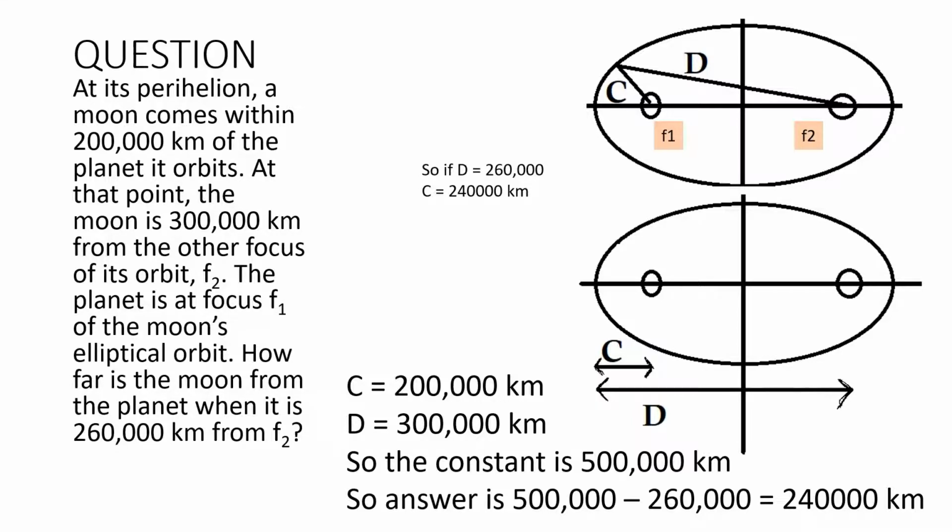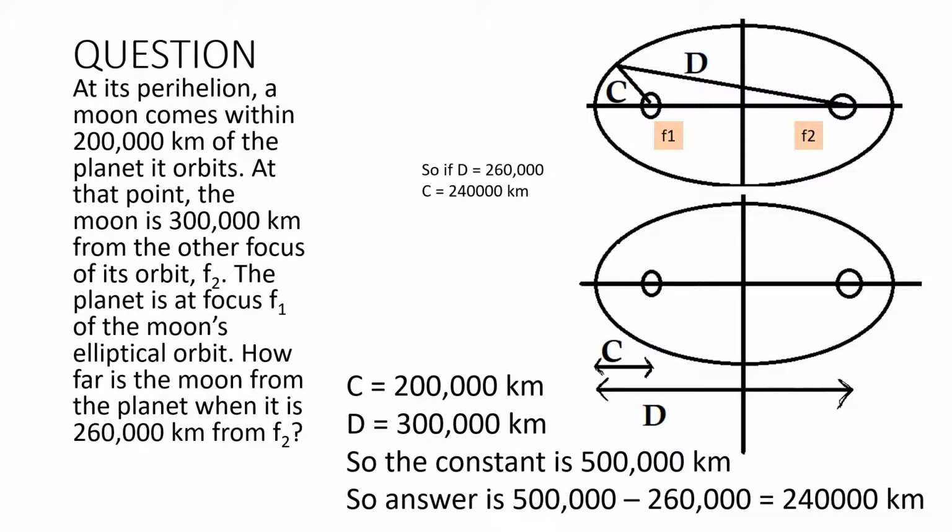And then in the question it says, at that point, the moon is 300,000 kilometers from the other focus of its orbit. So in this case, D, which is the distance from the edge of the ellipse on the major axis, the focus, that's D, and D is 300,000 kilometers. And you know that C plus D is equal to a constant. So in this case, the constant is 500,000 kilometers.